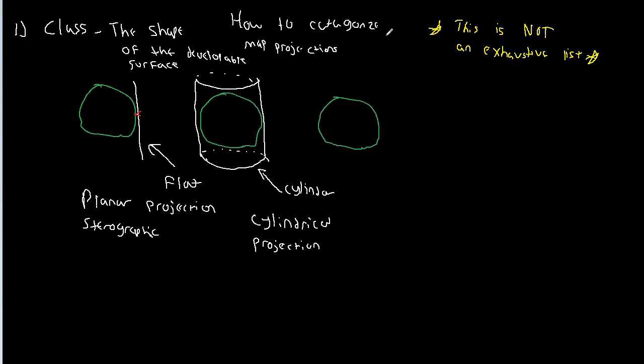Right? So what we can do is we can bend the developable surface to look exactly like that party hat that you wore as a kid. Right? Something like this. So we would call this a cone. And the projection we would call a conic projection.